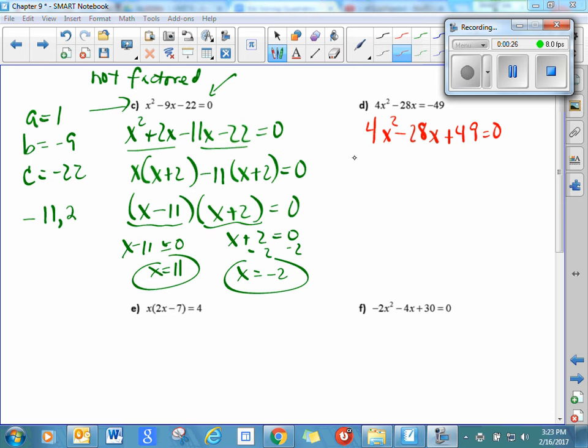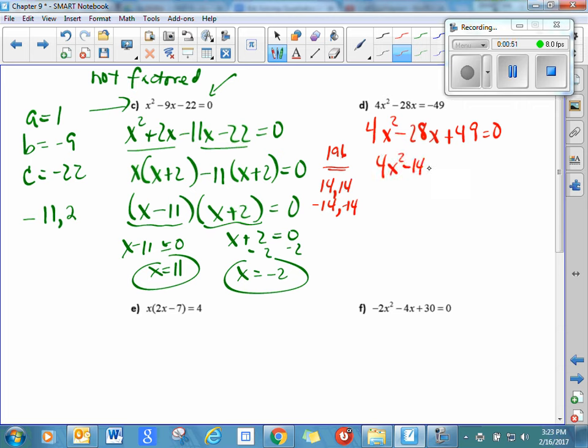So now we are going to use the AC method. You can see our number is a little bit big. 4 times 49 is 196. You might recognize that as a perfect square, and it is. It's 14 times 14. In our case, we need negative 14 times negative 14 to get the negative 28. So when I split this up, I get x squared minus 14x minus 14x plus 49 equals 0.